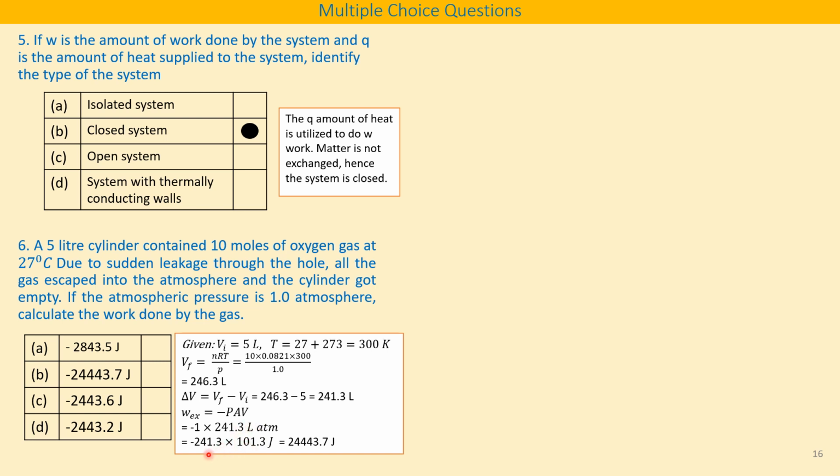Converting into joules, we get 241.3 into 101.3 joules, that is equal to 24443.7. This answer is given as option B. Please mark it.